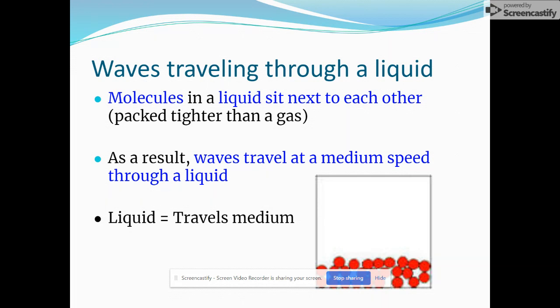In a liquid, the molecules are sitting more next to each other. They're packed tighter than a gas. They're not the tightest, but they're packed tighter than gas. Waves travel at a medium speed through a liquid. Same kind of thing. If we were underwater and we put our hands up and waved them like we just don't care, it's harder to do. Not impossible, but definitely harder because liquids are more closely packed together than gases. So you want to make sure you have those notes filled in.